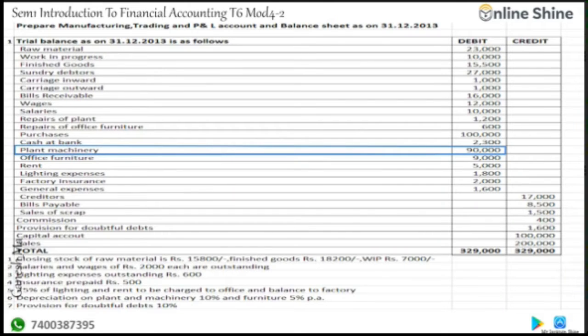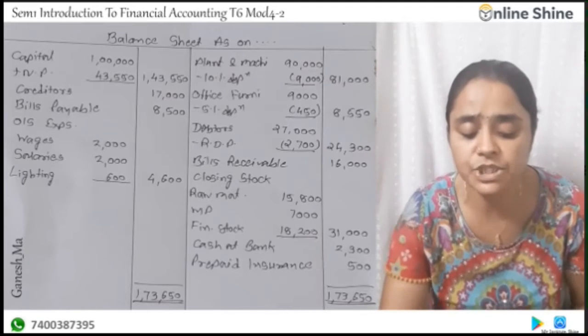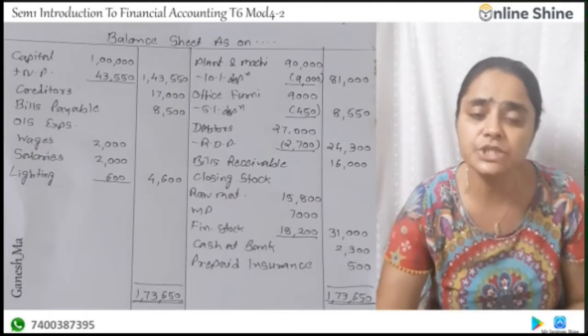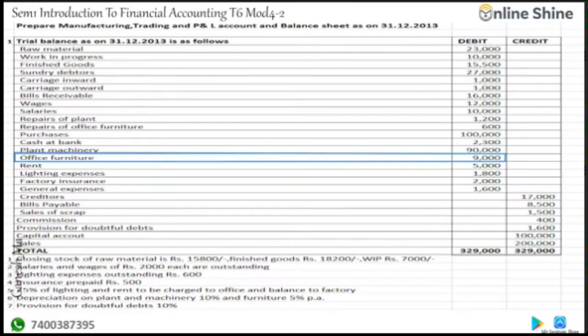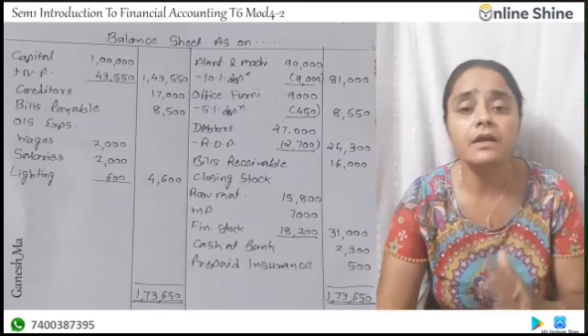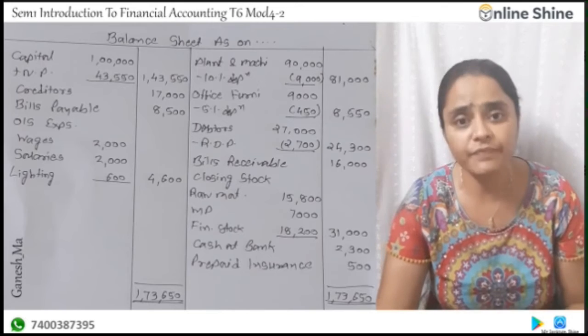Next one is plant and machinery, that is your fixed assets. That will come as the first item in your balance sheet, plant and machinery. There is a depreciation on it, so it will come in your inner column 90,000. The next one is office furniture, that is rupees 5,000. Again, it will come in your balance sheet, rupees 5,000.